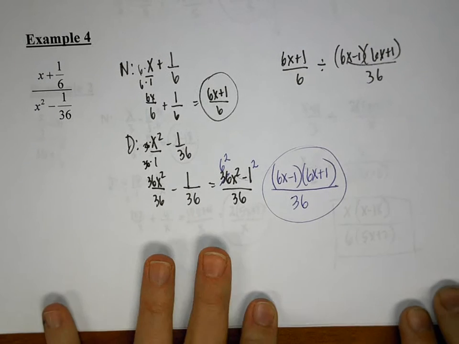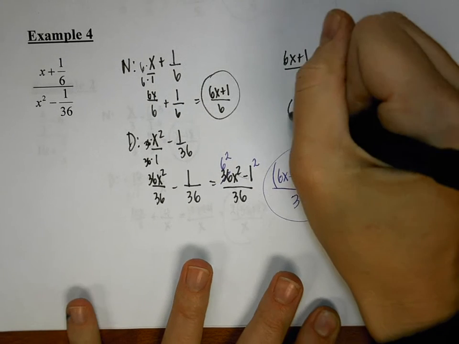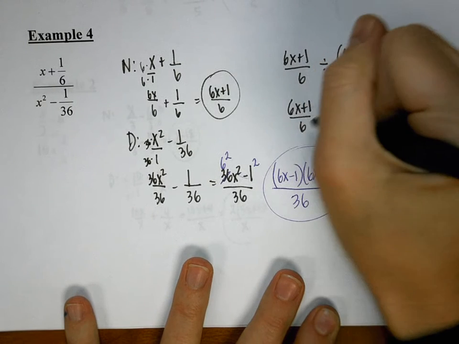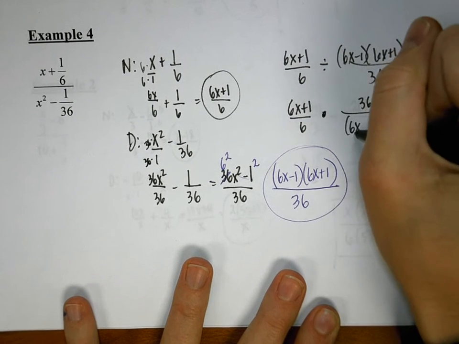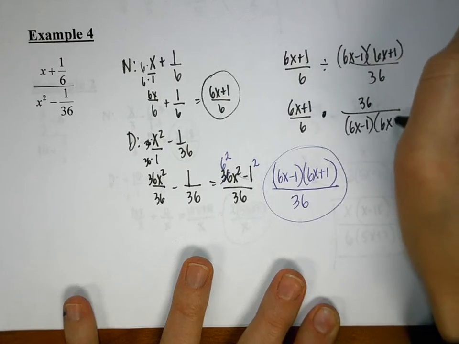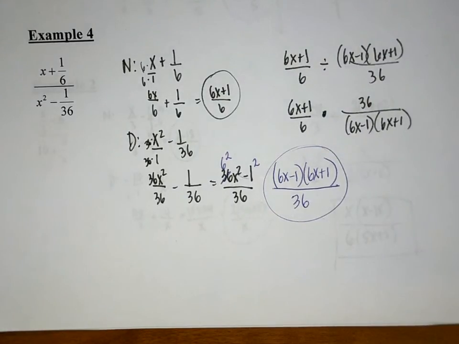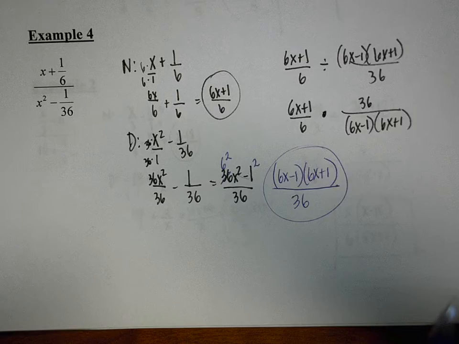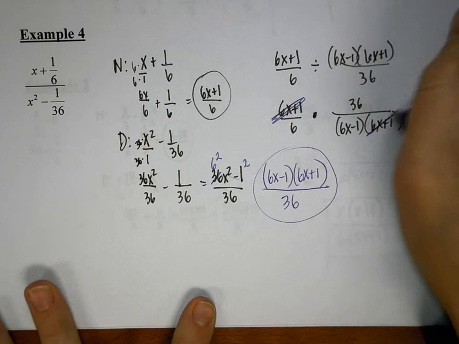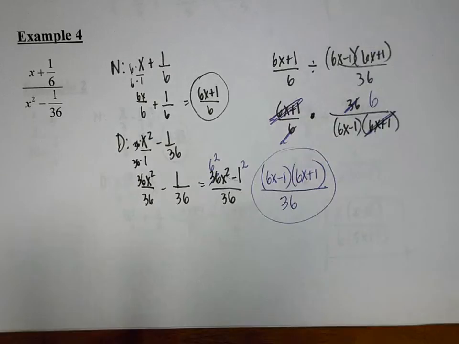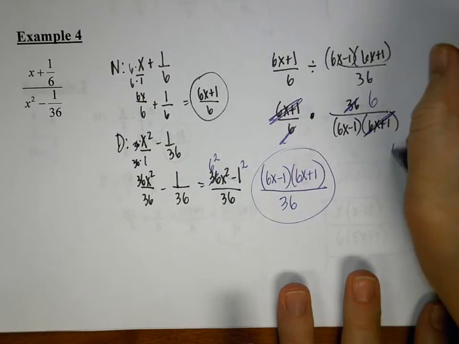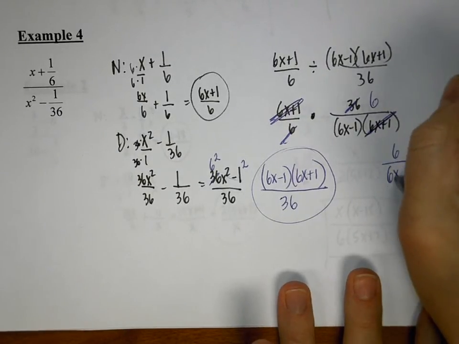But we cannot divide fractions, so we change it to multiplication. 6x plus 1 over 6 times, we flip this to be 36 over 6x minus 1, 6x plus 1. And now we check if we can reduce. Hopefully you notice 6x plus 1 and a 6x plus 1 can cancel. And then 6 can go into 36 6 times. So my answer ends up being 6 over 6x minus 1.